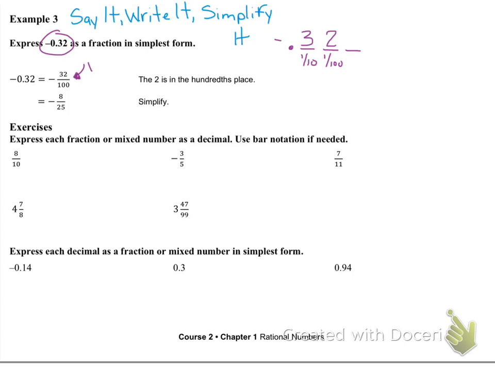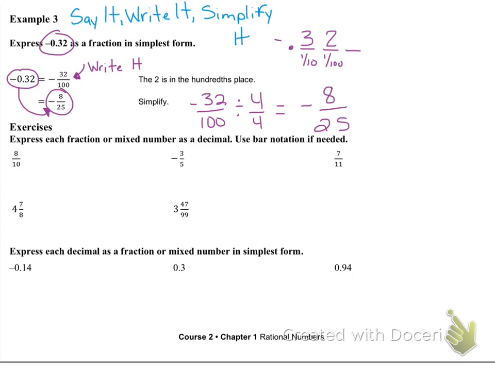And now we simplify. So we ask ourselves, is there a number that will go into 32 that will also go into 100? And there is, 4. So what we're really doing is we're saying, let's take negative 32 hundredths and divide it by 4 over 4, which is the same thing as 1. And when you divide by 1, you get the same number you started with. So 4 goes into 32 8 times. 4 goes into 100 25 times. So negative 32 hundredths is the same thing as negative 8 twenty-fifths.